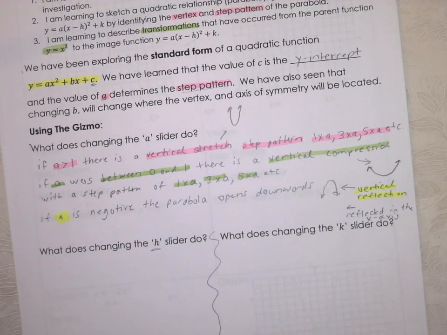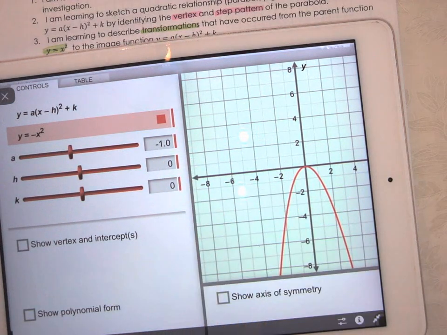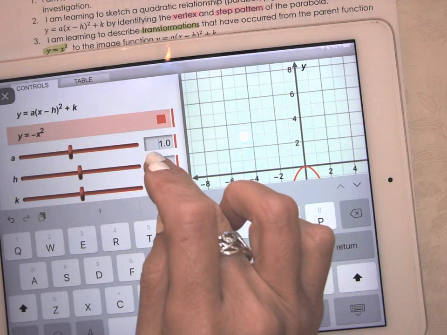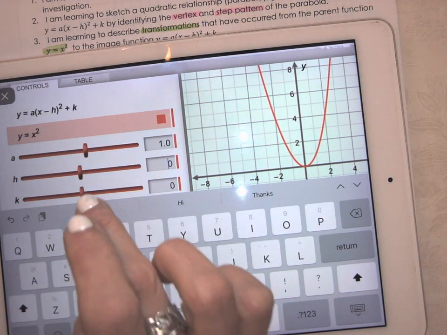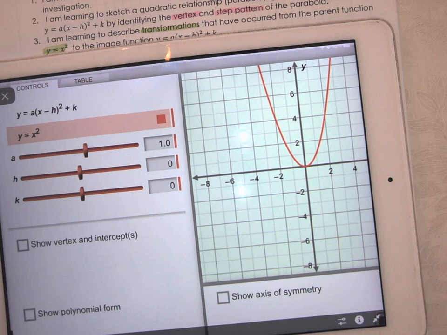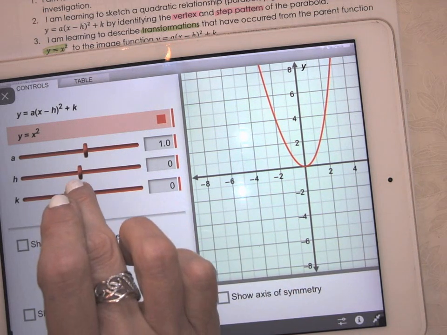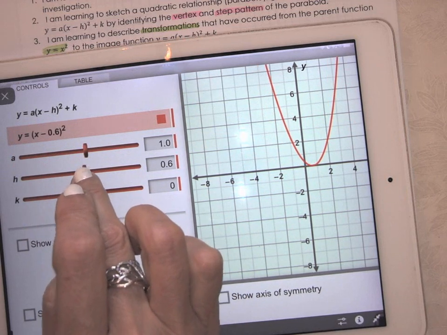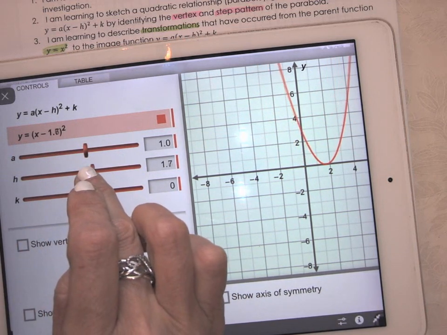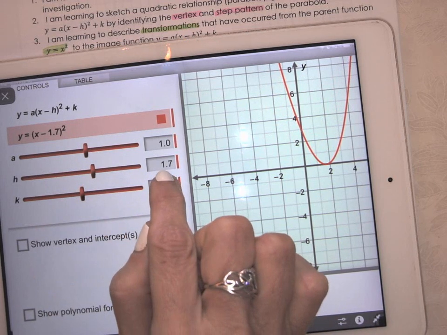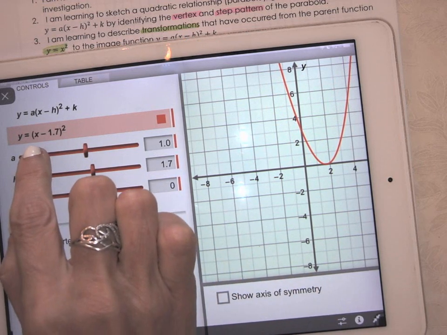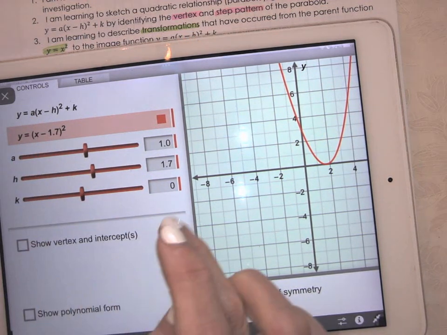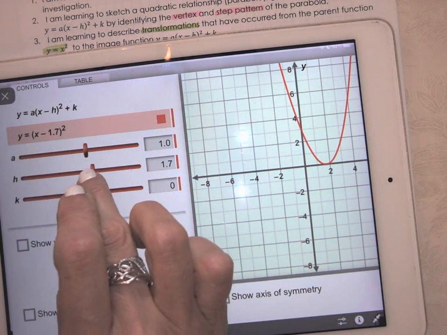So the H slider. I'm going to start off just resetting this to +1, and we're going to leave the A slider alone, and then we're just going to play with the H slider. Okay? So watch what happens with the value of H, also with the equation up here in red. So if I move my H, see my H is positive here, 1.7, and the equation becomes x minus 1.7 squared. And that's because there's a minus in our formula here. So even though H is positive, we see this negative and we're moving to the right.